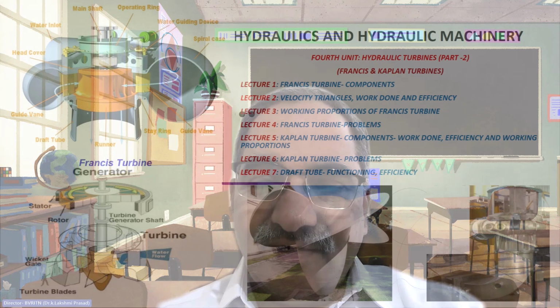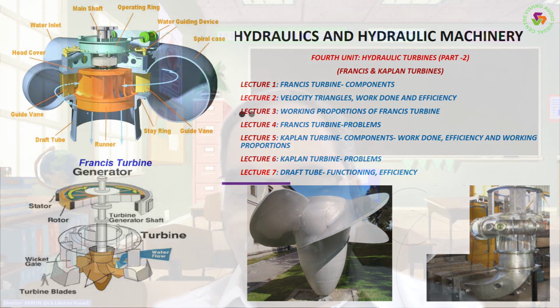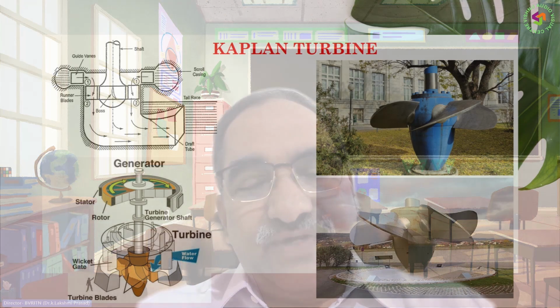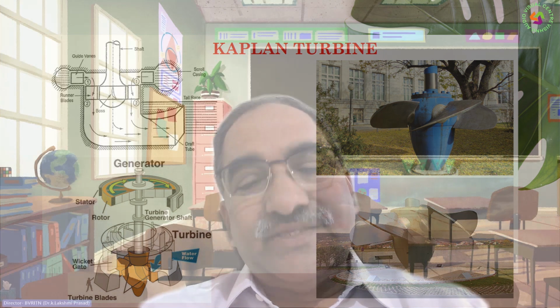Today, our discussion point is the working proportions of Francis turbine, which leads to the design of Francis turbine runner. Before this, we have completed the components of Francis turbine. Once we completed the components, then we took up the velocity triangles, work done, and efficiency in case of Francis turbine. After these two, the next will be how the design of the runner can be done, and this leads to the problems in Francis turbine.